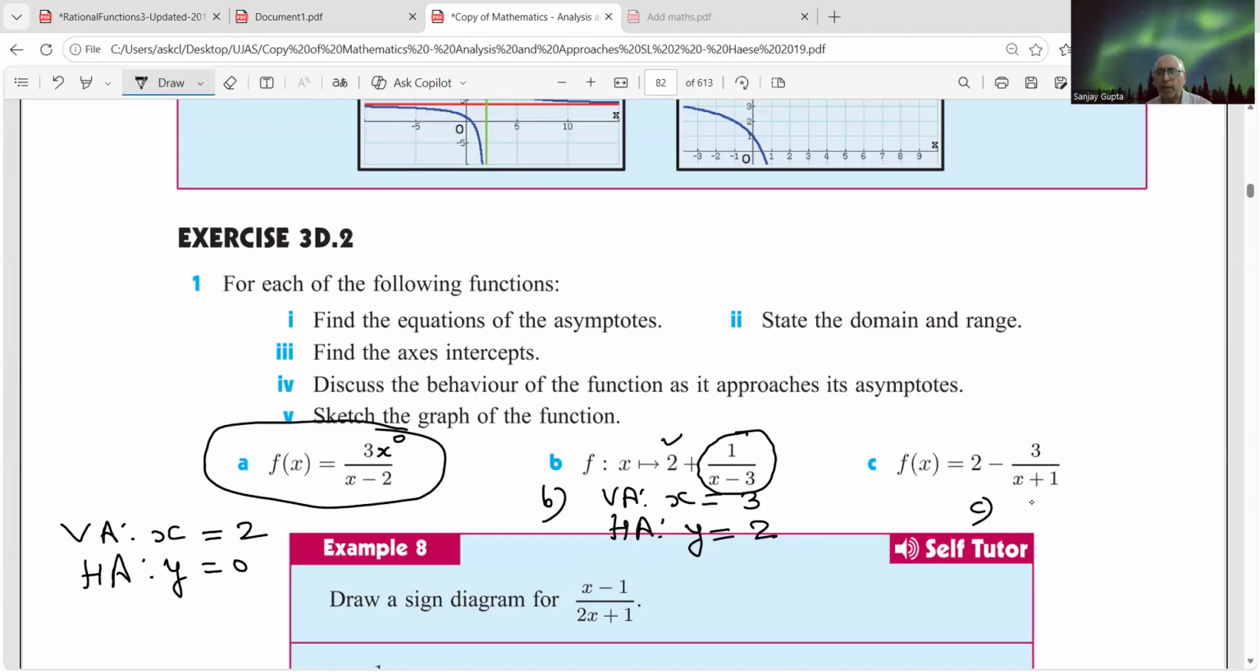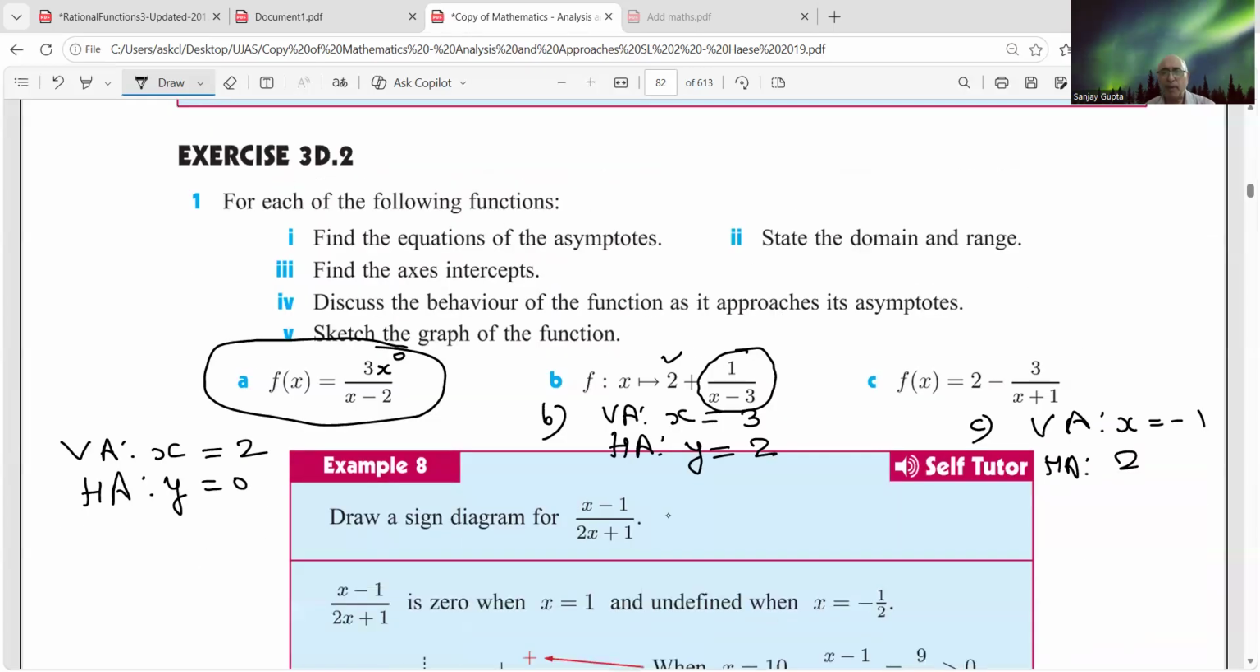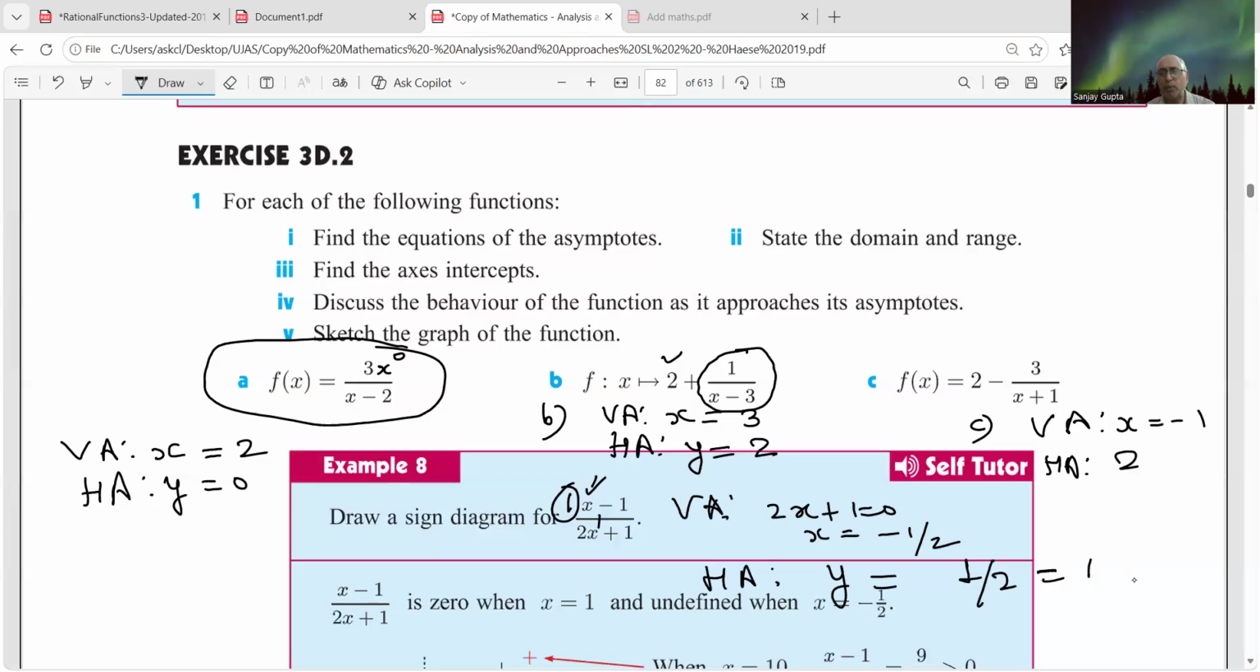Now in the C part, again, vertical asymptote is that value of x which is not allowed, so it is minus 1. And horizontal asymptote would be, again, 2. 2 minus 0, it is again 2. Is that right? What about this one? If I look at the vertical asymptote of this, it is going to be 2x plus 1 equal to 0, and then x equal to negative half. For horizontal asymptote, now we have the same degree, x to the power 1 and x to the power 1. So it will be y equal to, coefficient of x here is 1, coefficient of x in the denominator is 2, so it is 1 over 2. Right? And that is your horizontal asymptote. I hope this is clear.